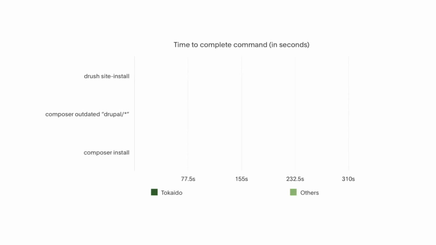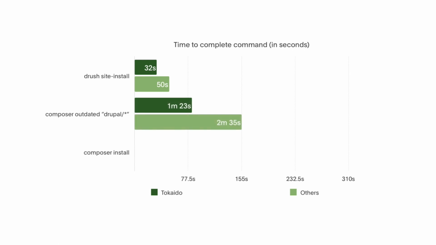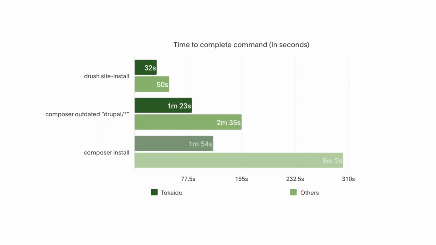But Tokaido is not just easy to use, it's also incredibly fast. We've developed a unique approach to running Drupal in Docker on macOS that bypasses many of the disk performance issues that plague other tools. For example, when running commands like composer install, Tokaido is 4 to 5 times faster than other tools which rely on native Docker volume mounts.